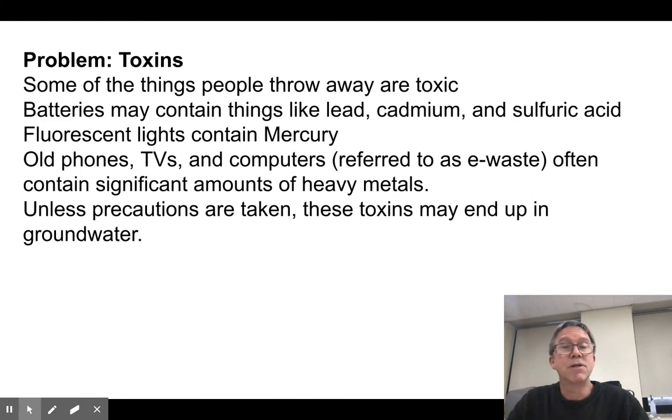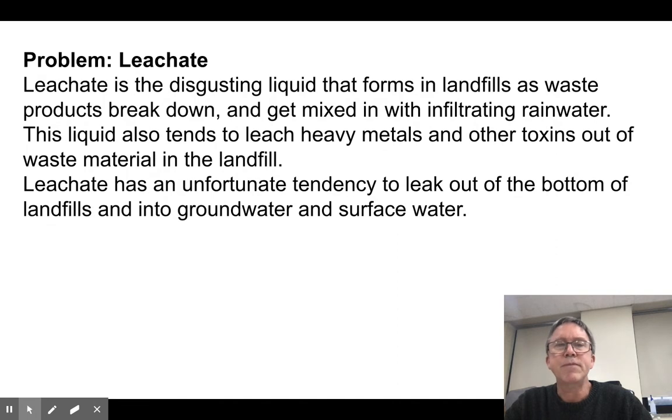Now, modern landfills have a way of addressing this, but we'll get there eventually. But that's the real concern, that these toxins can leak out, whether these be heavy metals or different endocrine disruptors. Now, leachate. Basically, this is the disgusting gooey liquid that forms in the bottom of landfills.